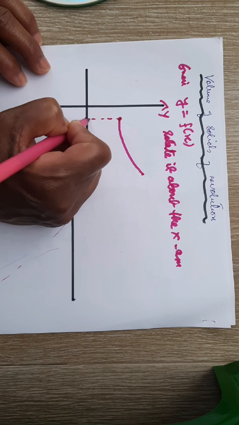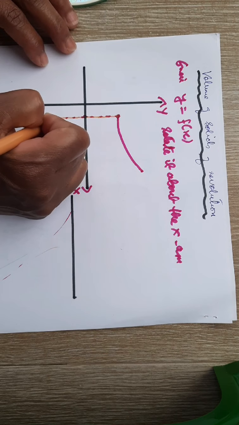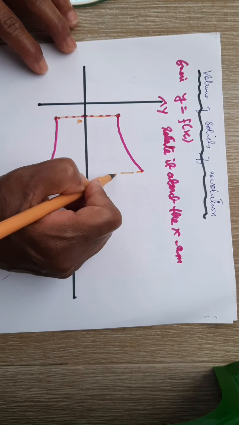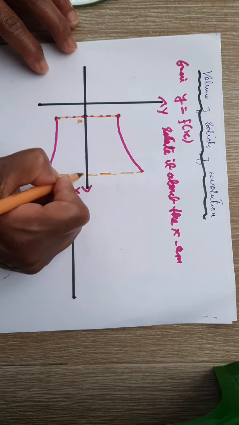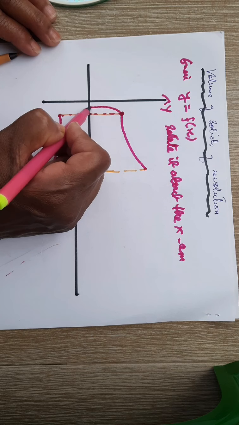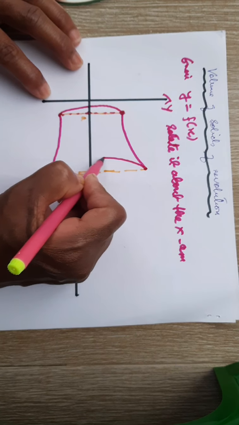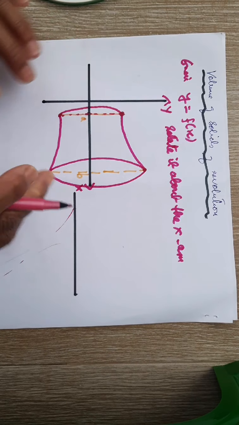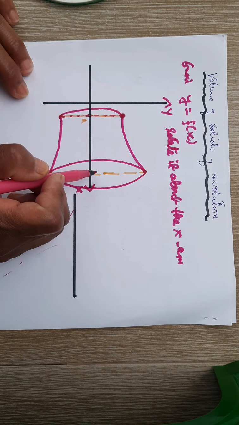So suppose this is A. Let me mark this one. Between certain values of x, say from x is equal to A to x is equal to B, this is B. So the graph here will be like this, and then since it is a solid, you see now that by rotating this curve about the x-axis, you'll get a figure like this.